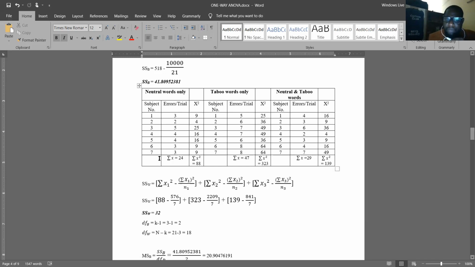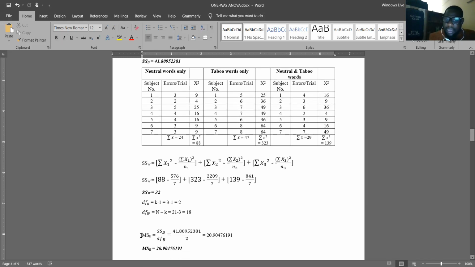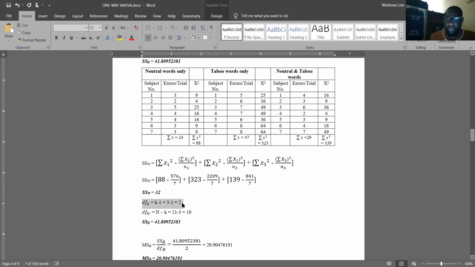So currently we know sum of squares for between, and we know sum of squares for within. So we can easily solve our mean squares. Per the formula for mean square, mean square for between is sum of squares for between over degree of freedom for between. Currently, we know sum of squares for between to be 41.8095. And we've already solved for our degree of freedom for between. We had it to be 2.